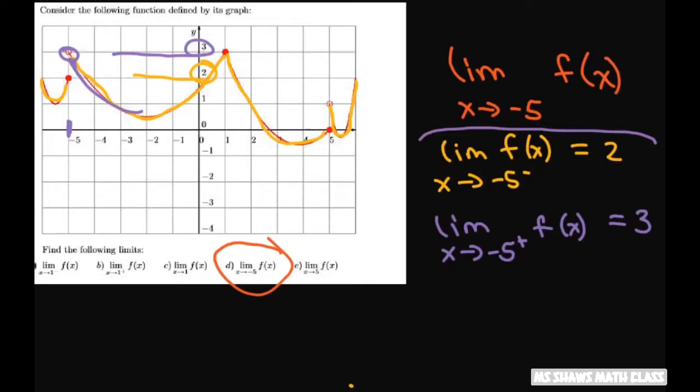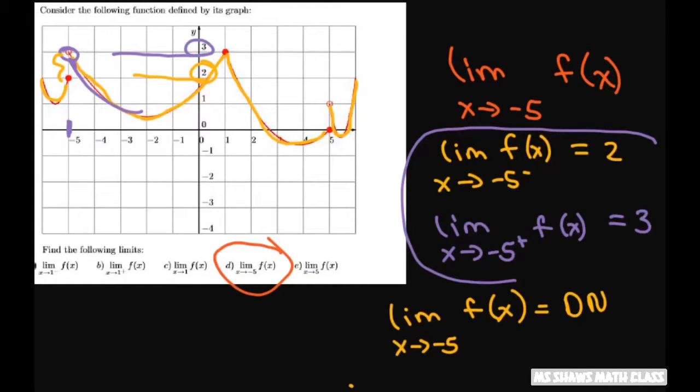Since these do not match, in other words, you have this gap right here, that means the limit as x approaches negative 5 does not exist. These two numbers have to be the same, because you and your friend did not meet up at the same place. So it doesn't exist. You got off track somehow.